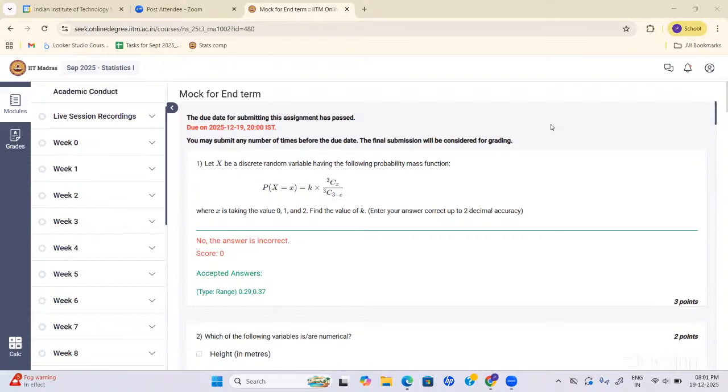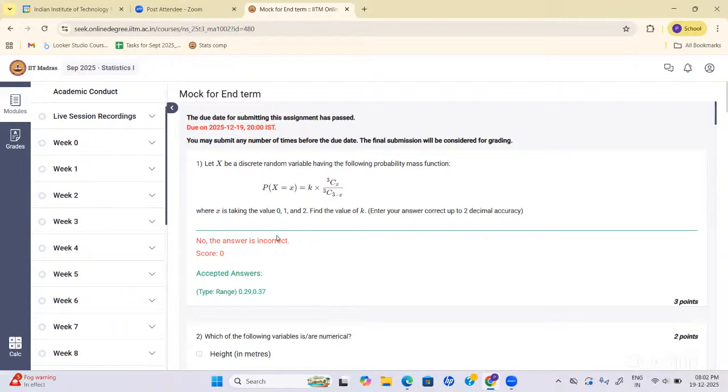So the first question of this mock is, let x be a discrete random variable having the following probability mass function, where x is taking the value 0, 1, and 2. Find the value of k. You can see this PMF is given to us and the values taken by x are also given. We have to find the value of this constant k. So how will you solve this question? By putting the values 0, 1, and 2, and the sum of their probabilities equals 1.